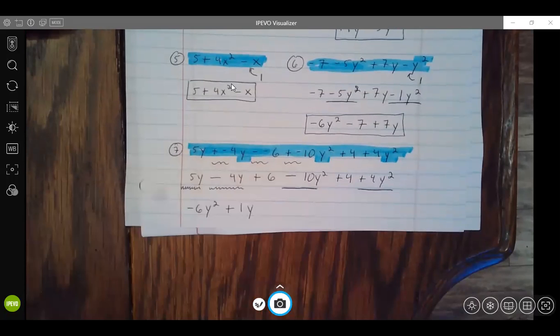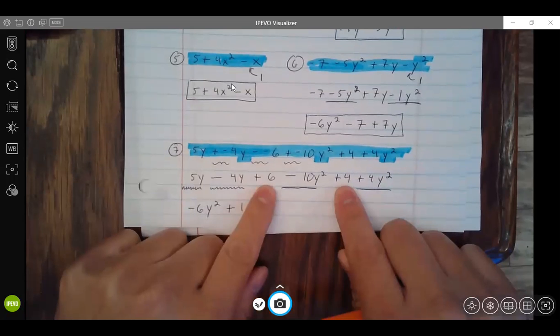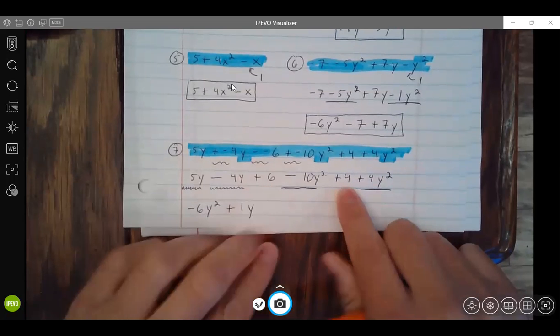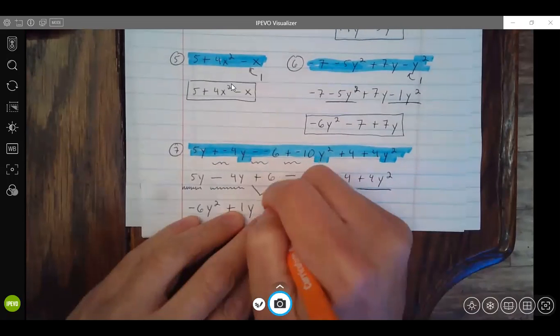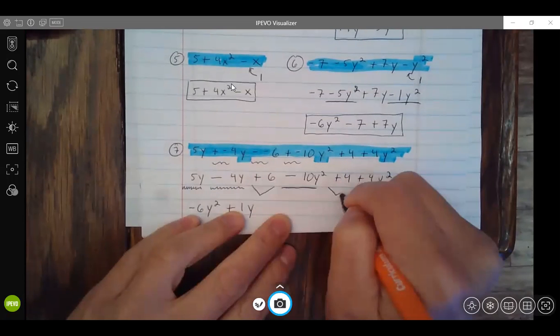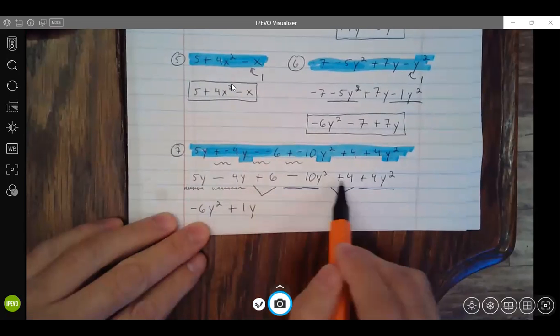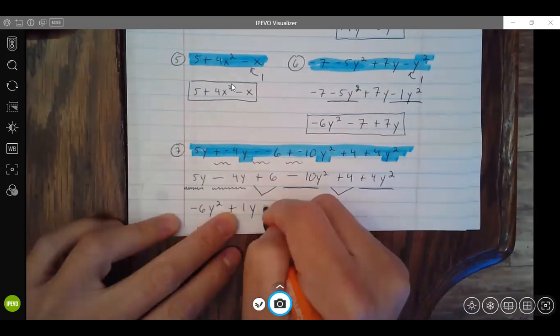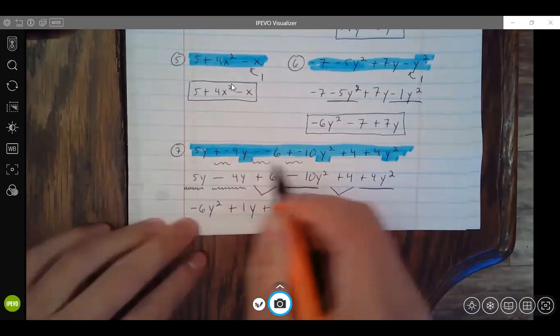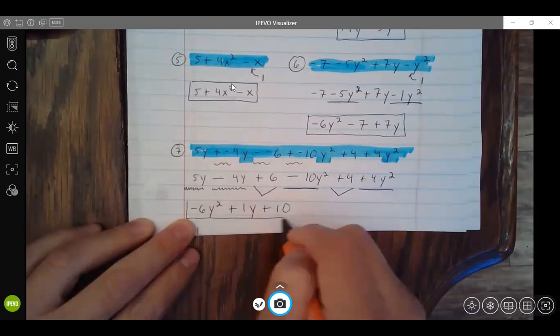And then the last thing is the constants that don't have any letters with them. I'll do a V underneath those. Positive 6 plus 4. Those are like terms. So 6 plus 4 is 10, so I'll put down plus 10. Okay, and that's what I will put into IXL.